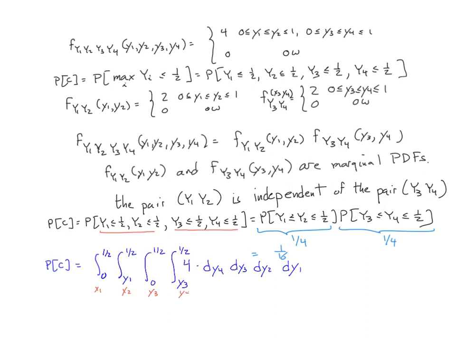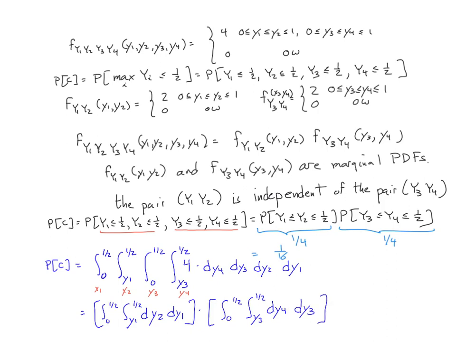And if you remember that this is the integral over y1, and this is over y2, and this is over y3, and this is over y4, we can factor this integral: 0 to 1/2, y1 to 1/2, dy2, dy1, times 0 to 1/2, y3 to 1/2, dy4, dy3. And if you do the steps, this will also give you the 1/16.